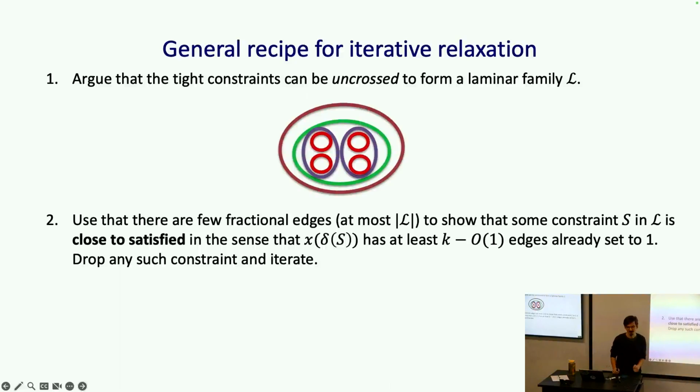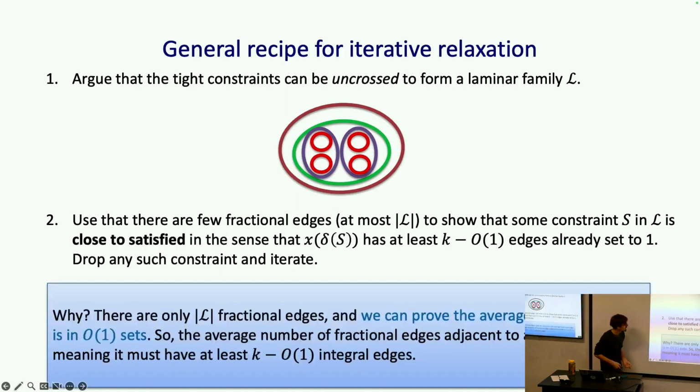Okay, so here's our general recipe. We've talked about the first part. We argued that the tight constraints can be uncrossed to give us this laminar family. And now we're going to use this, which basically says that our graph is very sparse, to show that some constraint in this laminar family is already very close to satisfied, in the sense that the edges across it, most of them are already set to 1. So k minus order 1 of them are already set to 1. You might not be convinced of this quite yet, but I'll sketch the argument here.